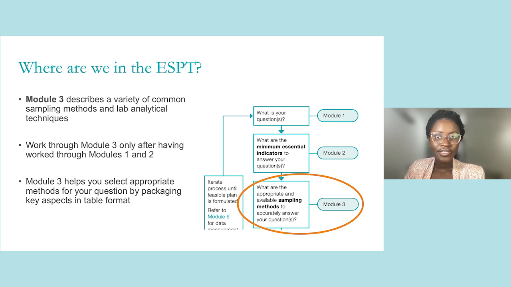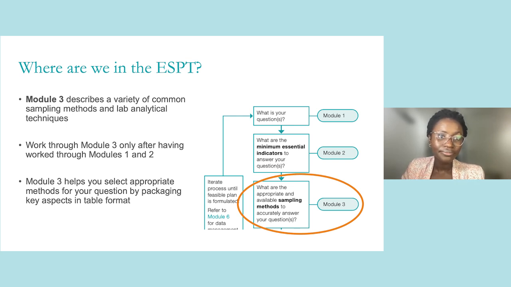At this point in the ESPT training course, you should have defined your priority question by working through Module 1, and you should have selected the appropriate indicators to address your priority question. If this is your first time working through the ESPT, it's best to work through Module 3 only after you have worked through and understood Modules 1 and 2. Now, we will explore how Module 3 helps you determine the appropriate sampling methods to collect data on your selected indicators. This module summarizes common sampling and lab techniques in easy-to-use tables.